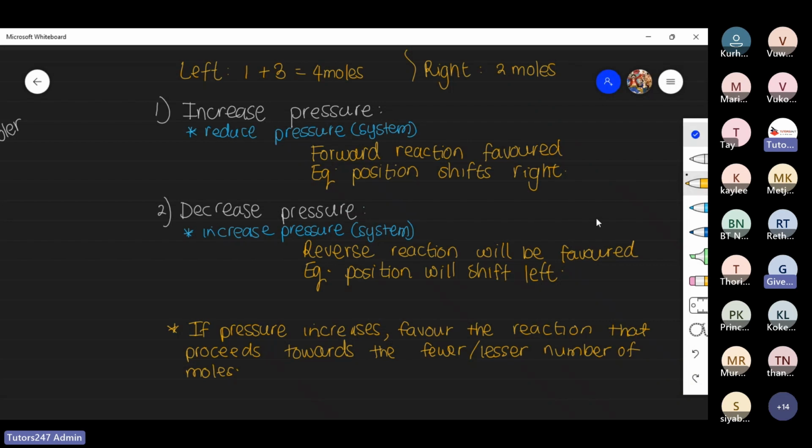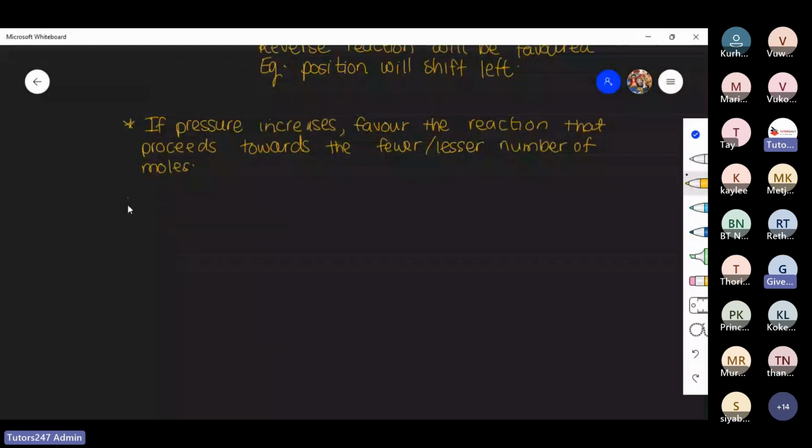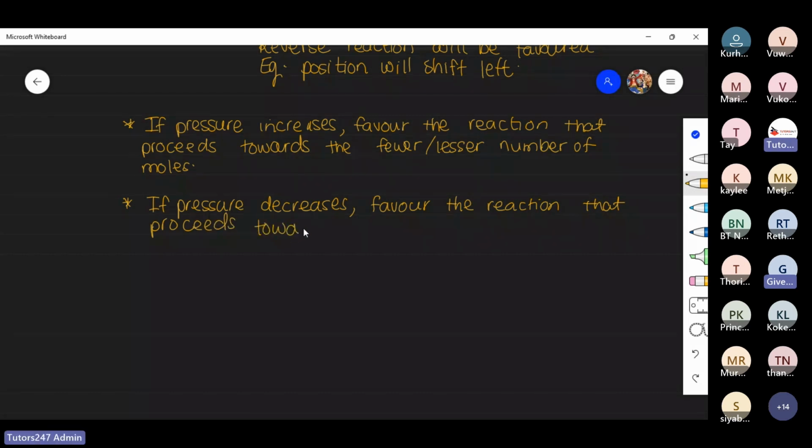And then the opposite would be true. If pressure decreases, it's going to favor the reaction that proceeds towards the greater number of moles. That's it. Those are the rules that you need to remember.